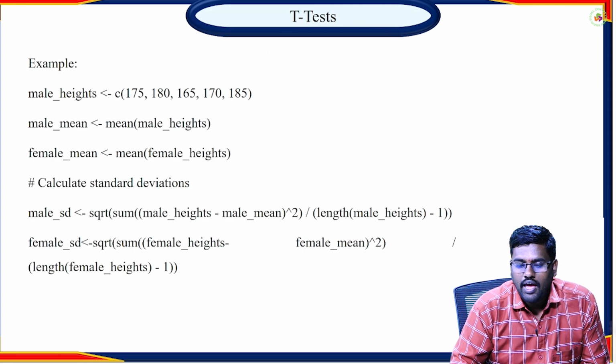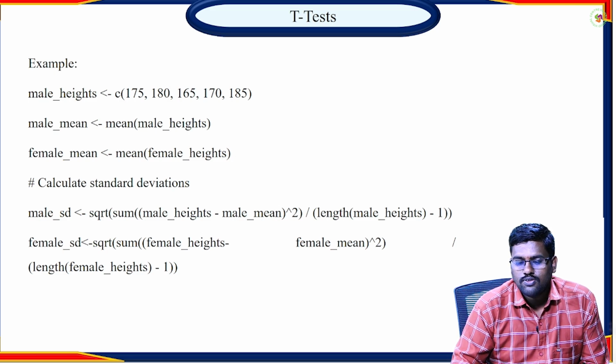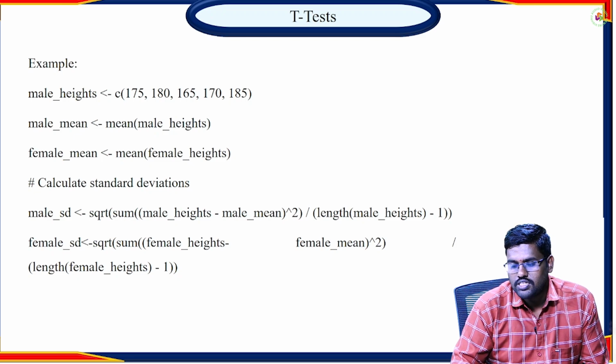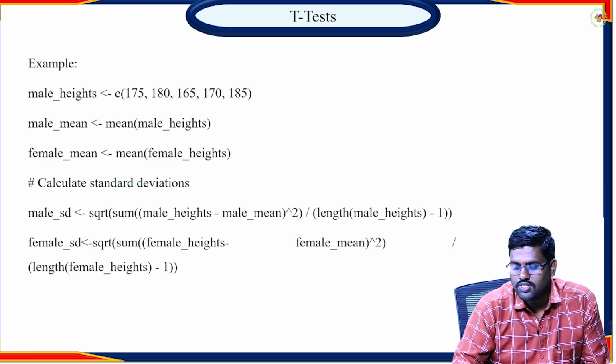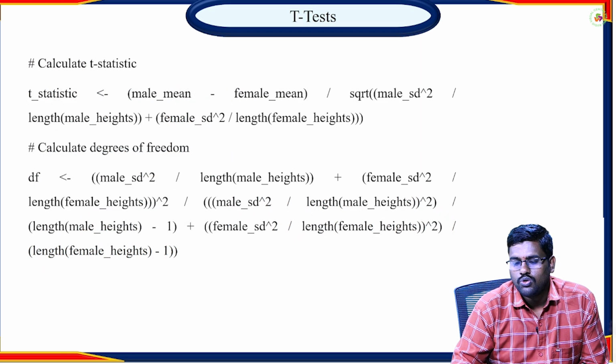For example, I have taken the male heights. So the male mean means the mean of male height, that is the sum of all the values divided by the total count: 175 plus 180 plus 165 plus 170 plus 185 divided by 5. Similarly, the female heights are taken like that. After that we calculate the male and female standard deviations, to substitute into this formula to get the t statistic.